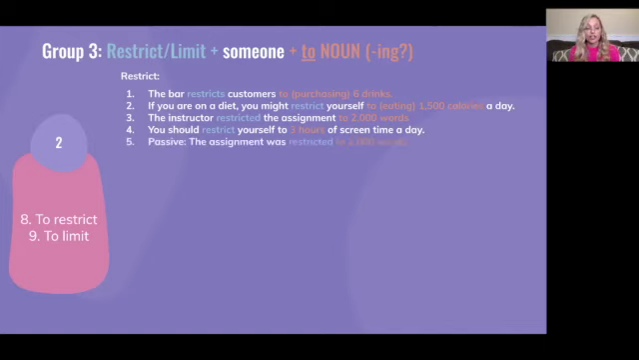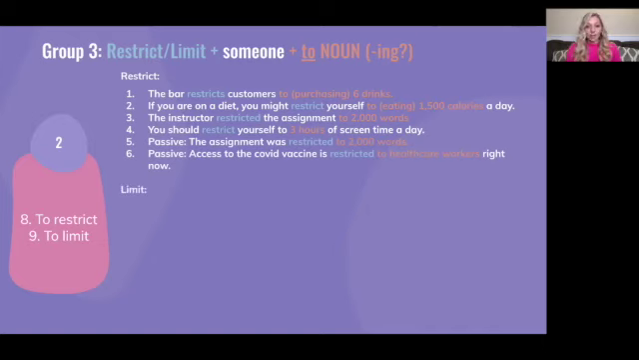And this can actually also be used in the passive voice, but the someone will move to the front because it's passive and you're using the object as the subject and it gets all messy. I won't go into that, but you can see an example here. The assignment was restricted to 2,000 words. And another passive example, access to the COVID vaccine is restricted to healthcare workers right now.